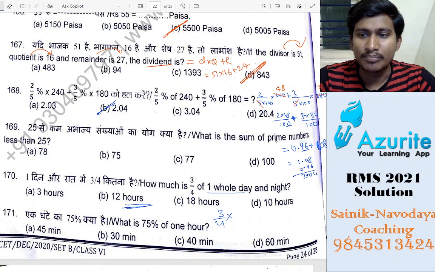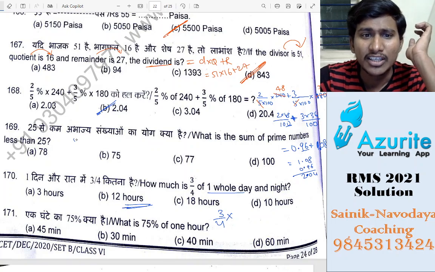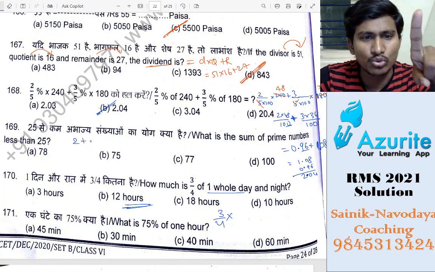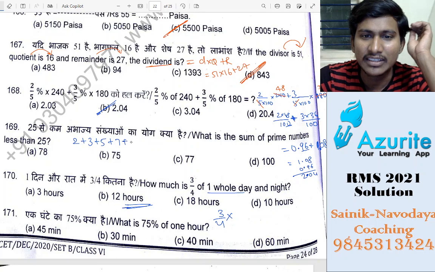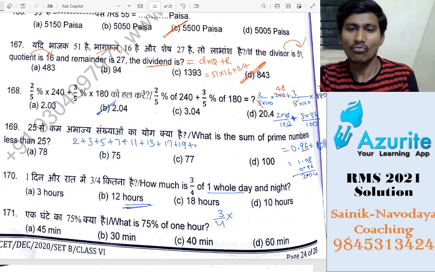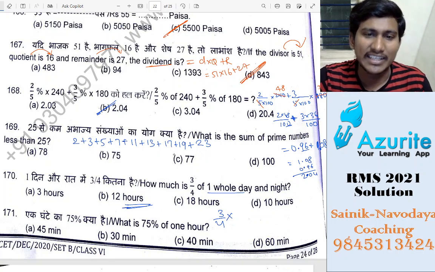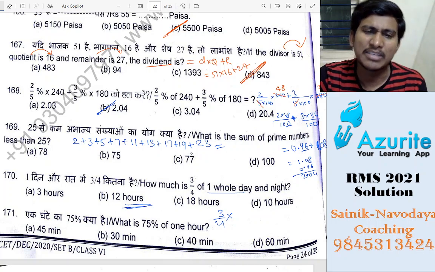So what is the sum of prime numbers less than 25? So what are the prime numbers less than 25? The first prime number is 2. After that 3, 5, 7, then 11, then 13, then 17, then 19, and then 23. So if you add it all, you will get the answer. Okay now? These are the prime numbers less than 25.